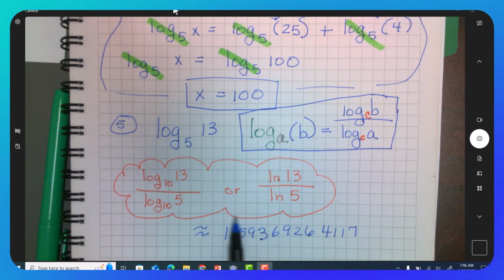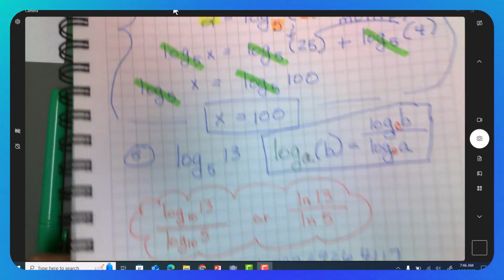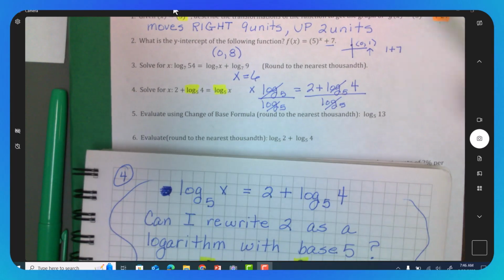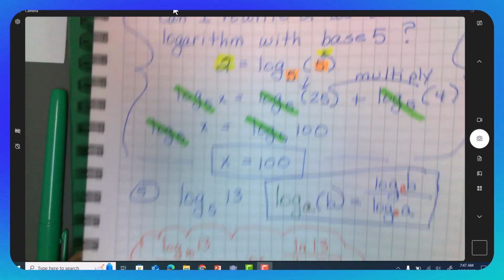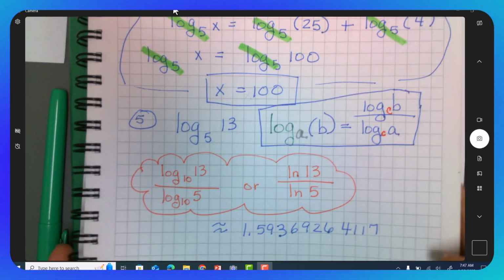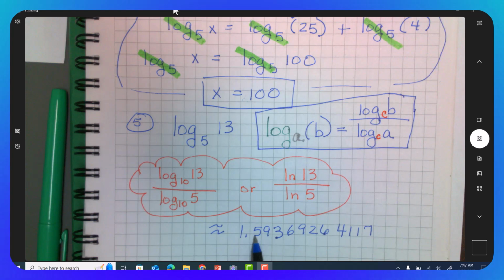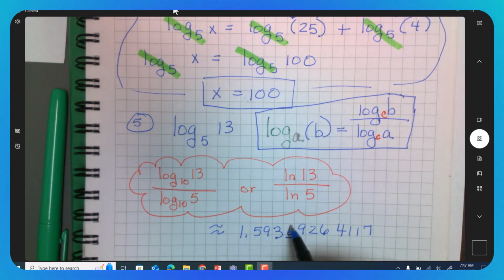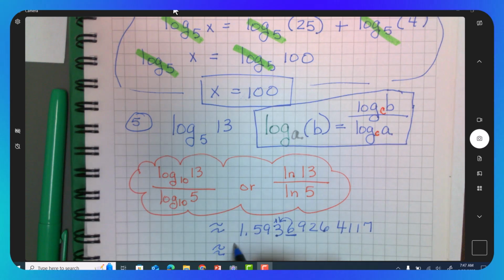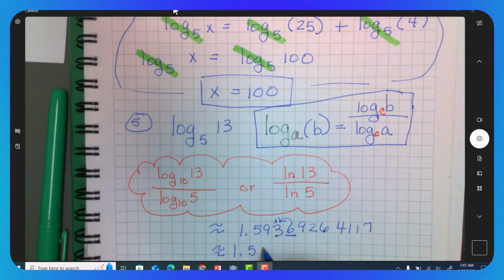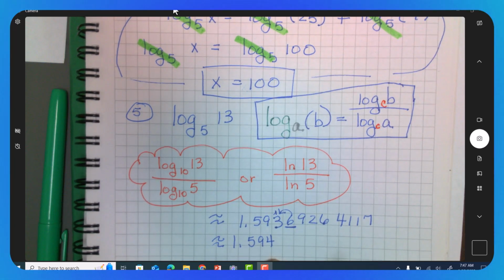And we're asked to round it to the nearest, let me go back and double check. Round to the nearest thousandth. Okay, so let's round carefully. Tenths, hundredths, thousandths. So let's look at the next number. 6 is going to add 1 to the 3. So it's going to be approximately 1.594, or 1 and 594 thousandths.